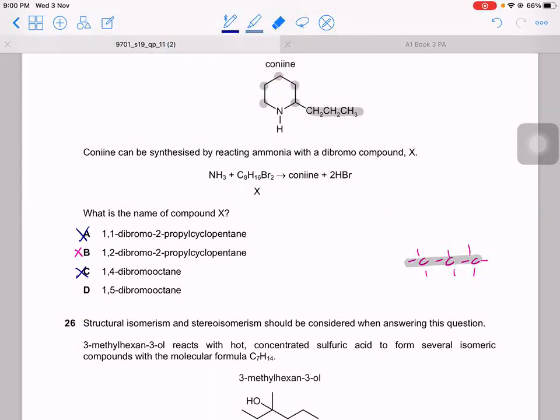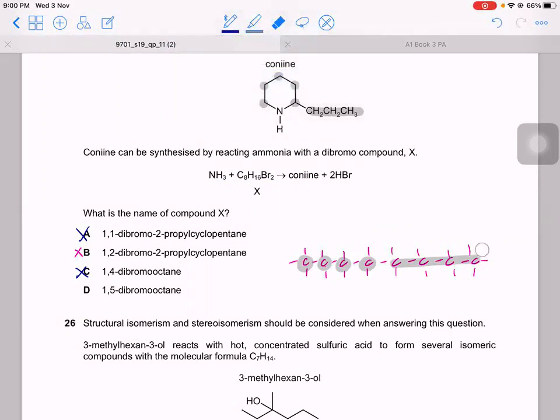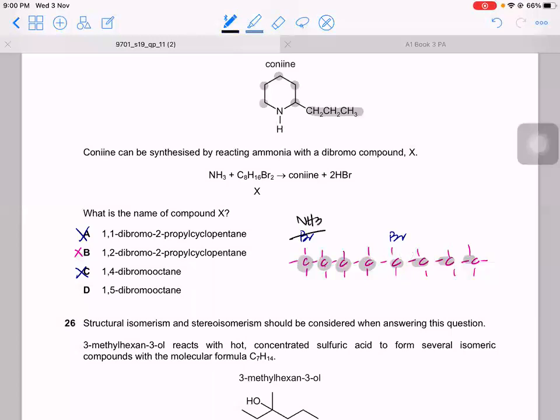Let's now see the last option. In the last option, you have 1, 5. So this is a Br. And then on 2, 3, 4, and 5, you have another Br. So this will become NH3. This will become NH3. And this will become NH2. This will become NH2. And they will lose the hydrogens to become HBrs.